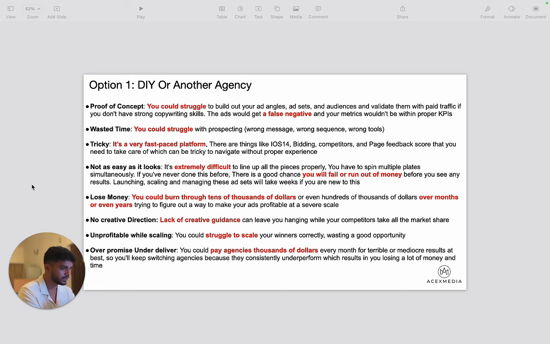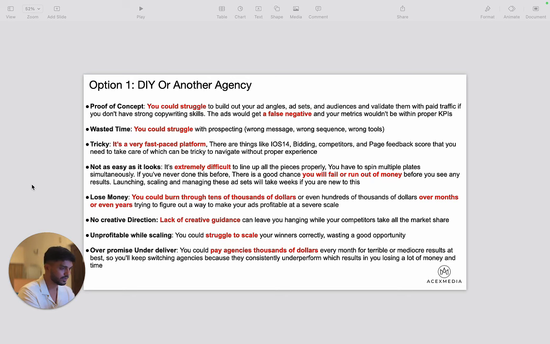And if you don't have creative direction, then it's going to leave you hanging while your competitors take all the market share. Because to be honest with you, getting profitable with ads is like 30% media buying, and the rest is just creatives, your ad copy, offers, and everything like that. If you're working with someone and they don't give you proper creative direction, then you're going to burn a lot of money with them. A lot of agencies struggle to scale. When they're testing, you can see good ROAS, but as soon as they start to scale, that's when the ROAS starts to drop. So if that's you, then you're wasting a good opportunity there.